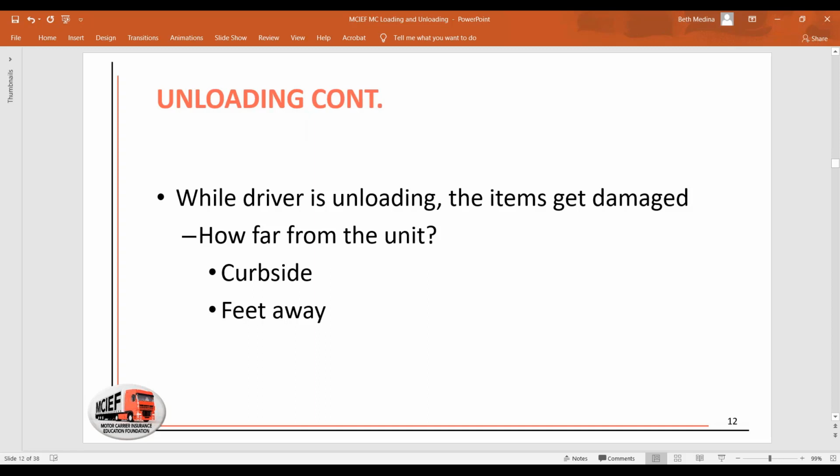When the driver is unloading and the items get damaged, how far from the unit does coverage extend? You've got to look at this. I looked at three or four policies. Again, when we teach the face-to-face, we talk about it. Some of our policies say we cover it curbside or dockside. That's fine for drop and hook. But if your insured is involved in taking it beyond drop and hook, in other words there's not a dock that they pull up to be unloaded, then you need to look at footage.